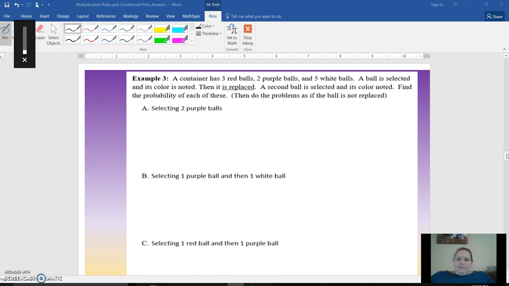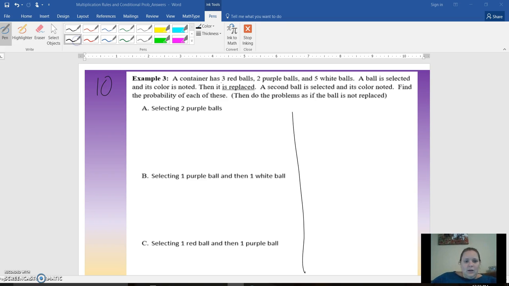All right, let's do this problem as if we're replacing and then not replacing. So there is 3 red balls, 2 purple, and 5 white. That's 10 total. Okay, we want a purple ball and a purple ball. So there's 10. We put the ball back, there's still 10. I get a purple ball, I put it back, and I get another purple ball. So we get 4 over 100. You can reduce it, I'm not going to.